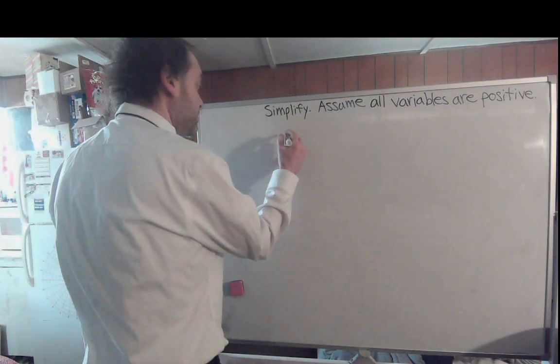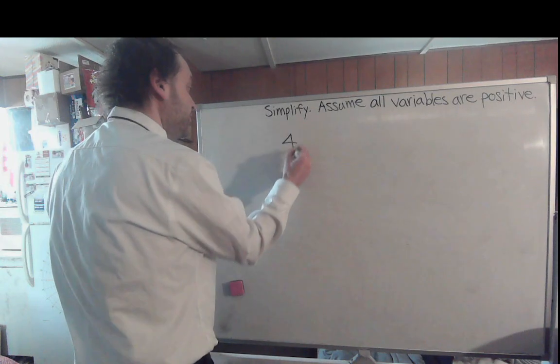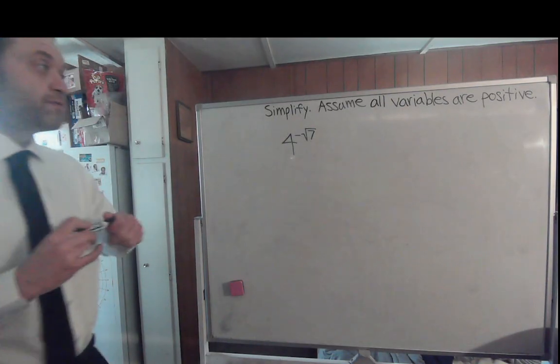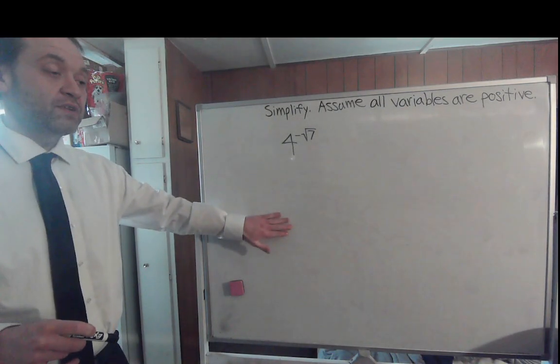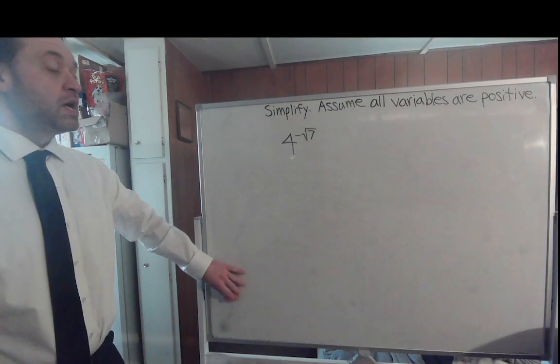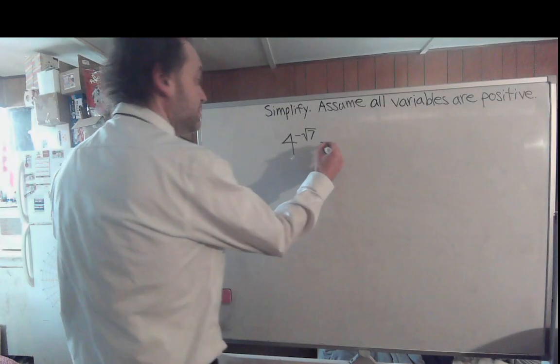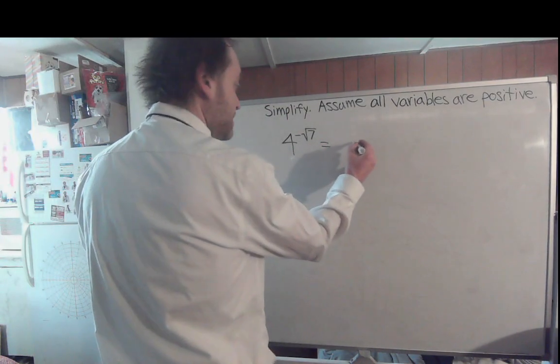Now, here's an interesting one. 4 to the negative square root of 7th power. 4 to the negative square root of 7. Well, if you have a negative exponent, what's true? It becomes a positive exponent in the denominator.